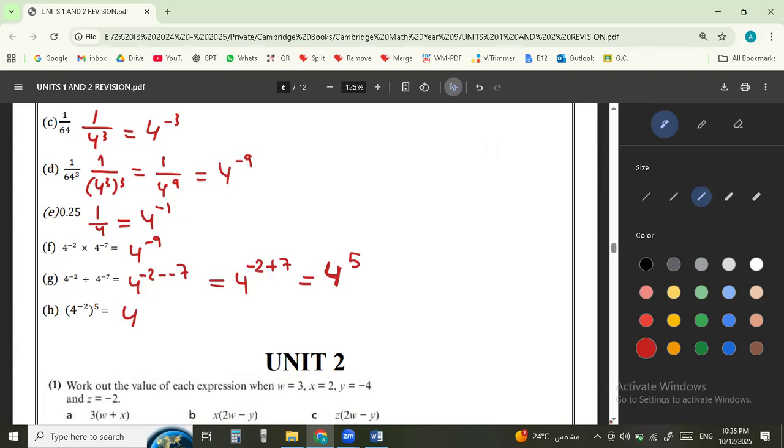Here is just 4 to the power of, I got one variable with two powers. You multiply them, 4 to the power of -10.